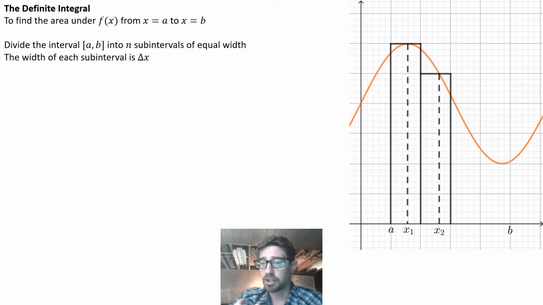The width we're just going to call delta x. So remember what delta means: change in. However much x moved in that little interval, that's the width. So we're going to call that delta x. And those are all going to be the same. It's the heights that are going to vary.